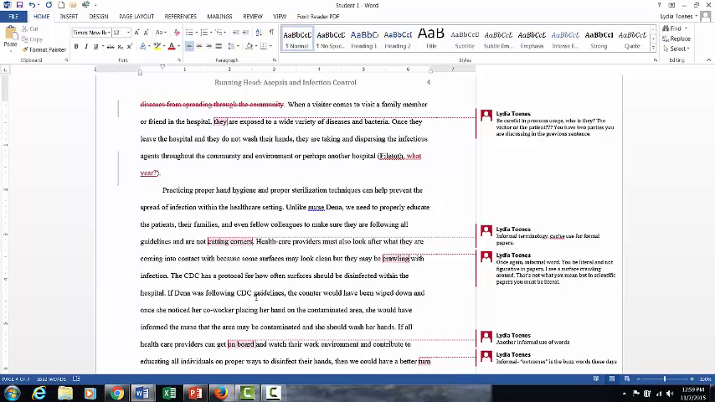"Healthcare providers must also look after what they are coming in contact with, because some surfaces may look clean, but they may be crawling with infection." So crawling, we're thinking of surfaces crawling. Surfaces don't crawl, but they may be carrying infection. You might say unsanitized. You know, that would be another word, because that is exactly what you're saying.